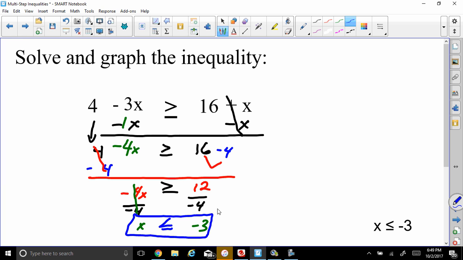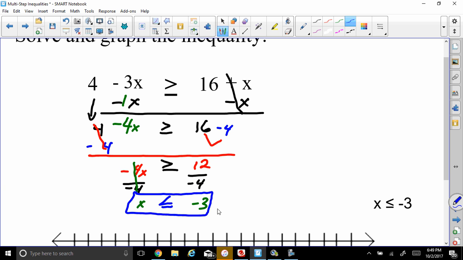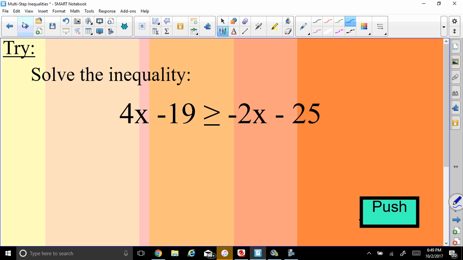And so I'm going to leave the graphing to you. Here's your graph down there. So we'll check that tomorrow in class. So graph it. So here's another one for you. Try to solve this inequality.